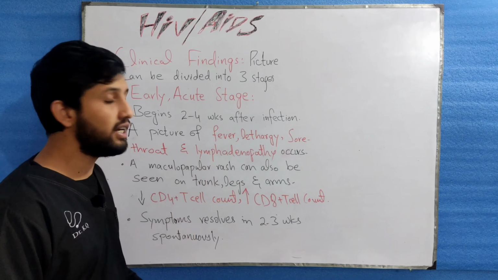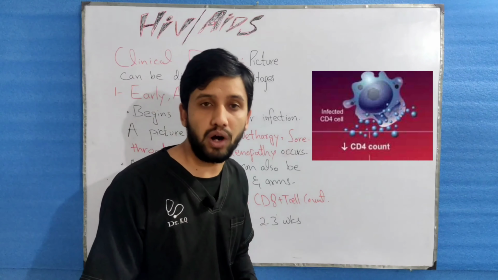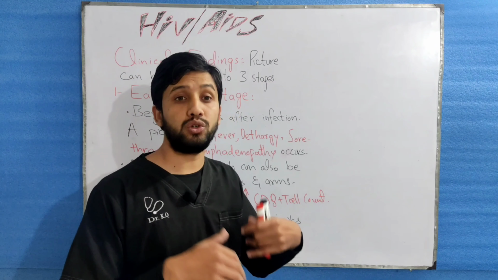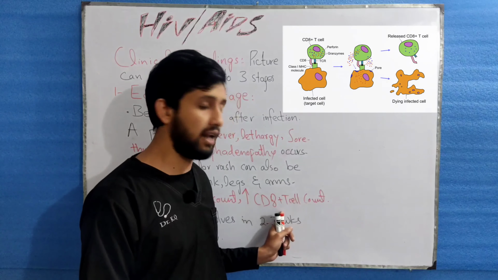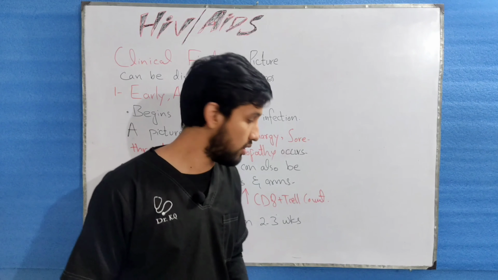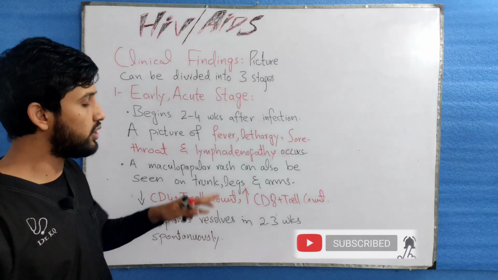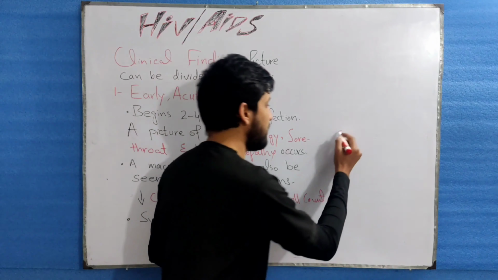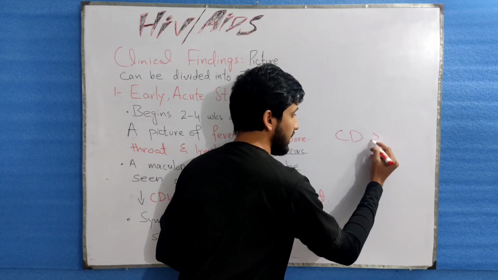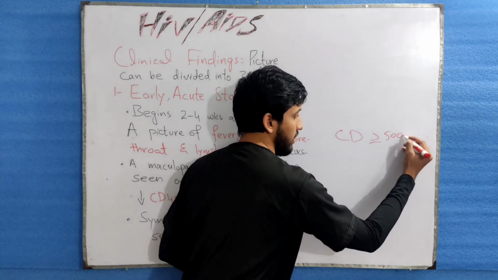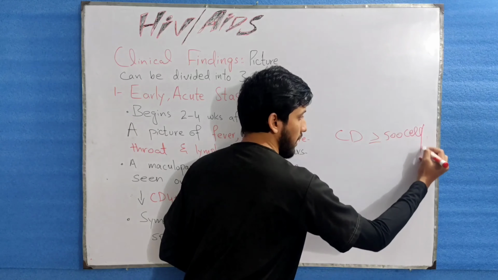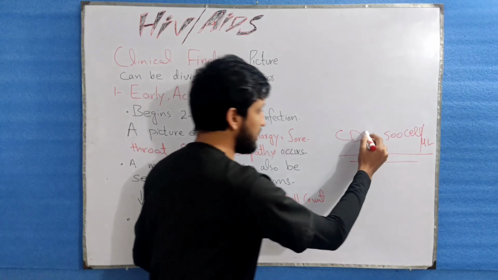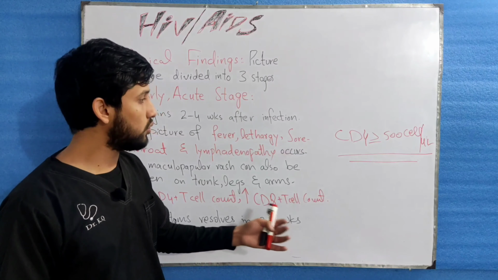In this stage, initially there will be a decrease in the CD4 count, and there will be a rise of the CD8 T cell count, which is usually due to the CD8 T cells fighting against the HIV virus. The symptoms usually resolve spontaneously in 2 to 3 weeks. The CD4 count usually ranges greater than or equal to 500 cells per microliter. This is the range of CD4 T cells in this stage. So this is the first stage.